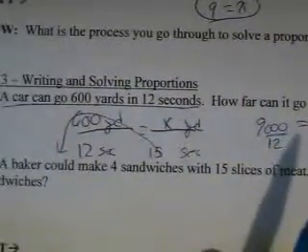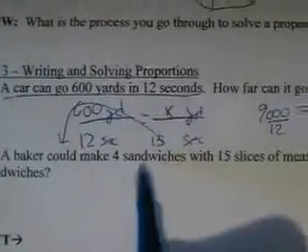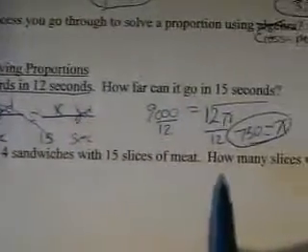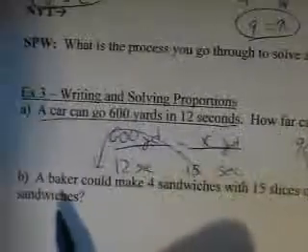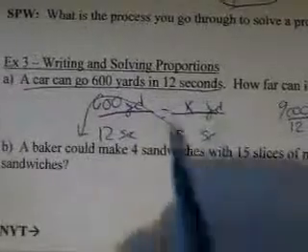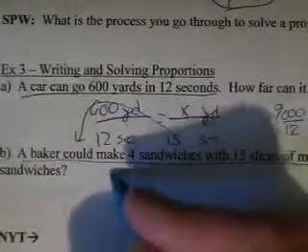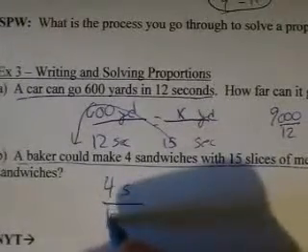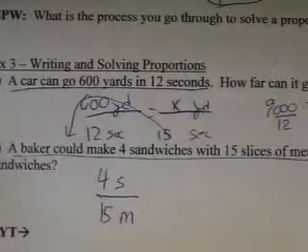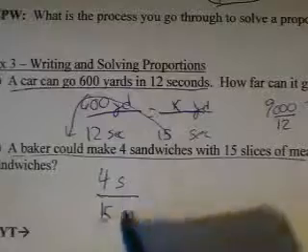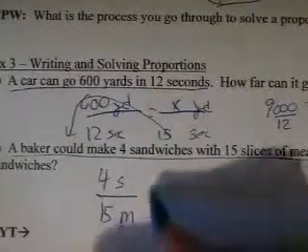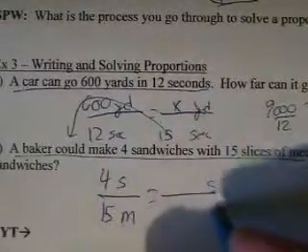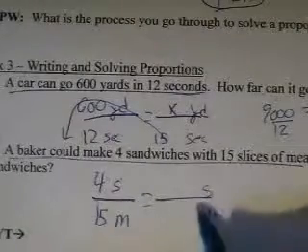Letter B here says a baker could make 4 sandwiches with 15 slices of meat. How many slices would be needed for 6 sandwiches? Okay, first sentence. 4 sandwiches with 15 slices of meat. 4 sandwiches, 15 meat. Notice I have my units. I'm keeping them separate. Why? Because my units have to match up over here.